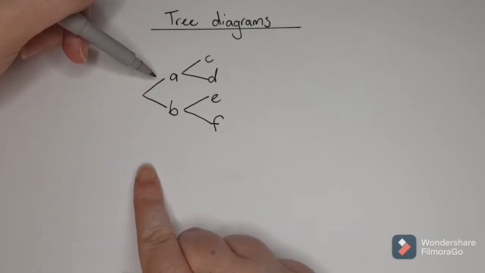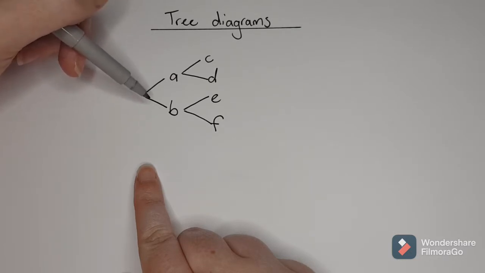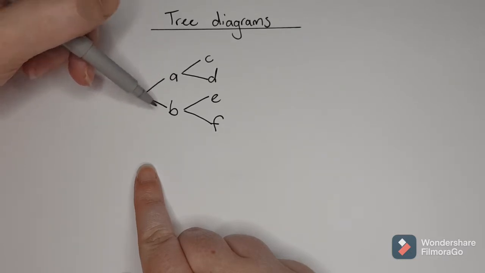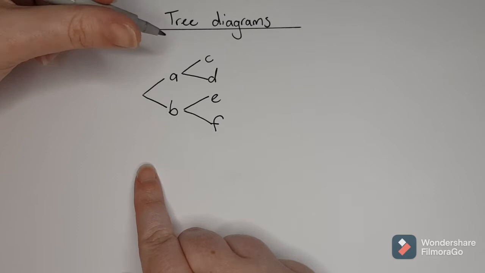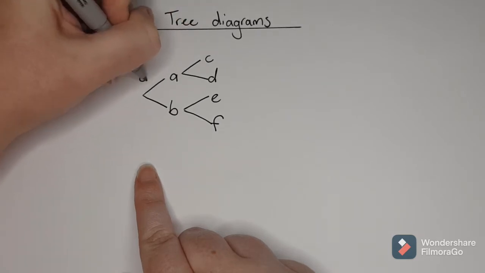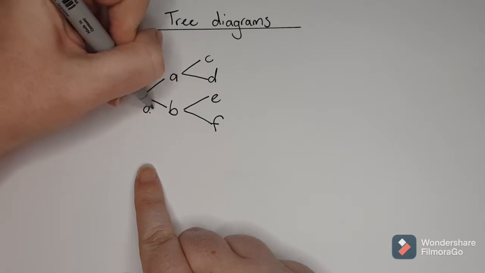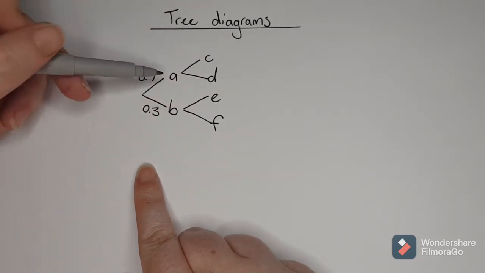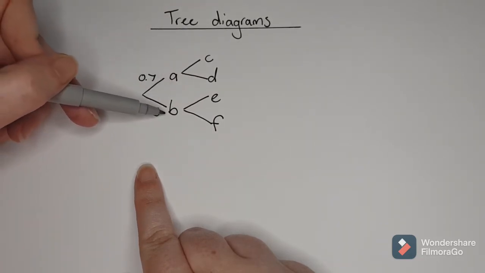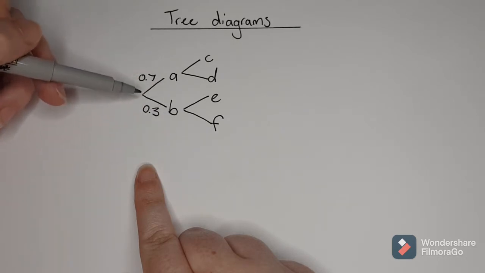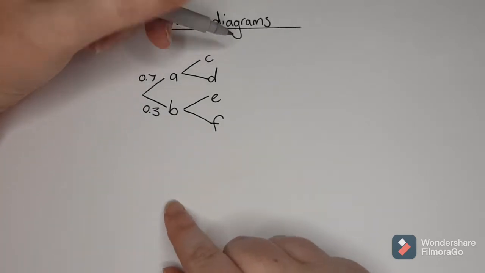So when we have a split in each one, those need to add up to 1. So if I say this probability is going to be 0.7, for example, this one has to be 0.3, because this branch with this branch must add up to 1. The same for this one.